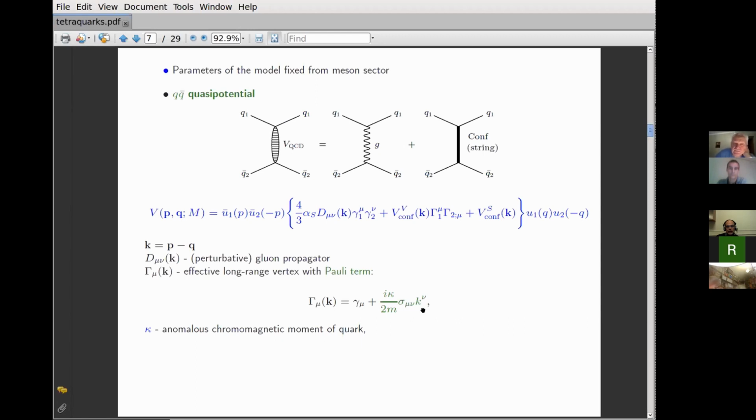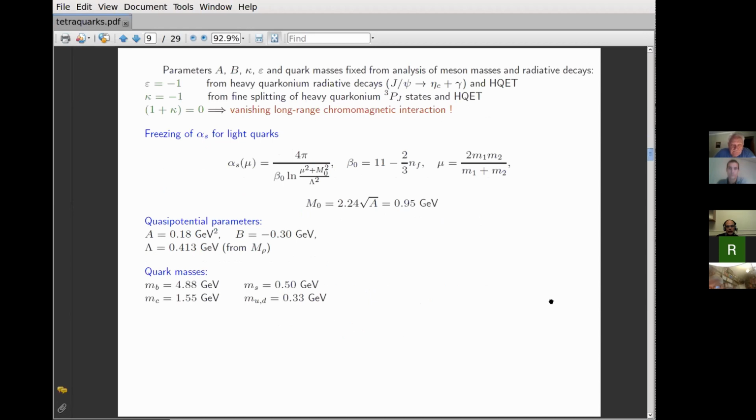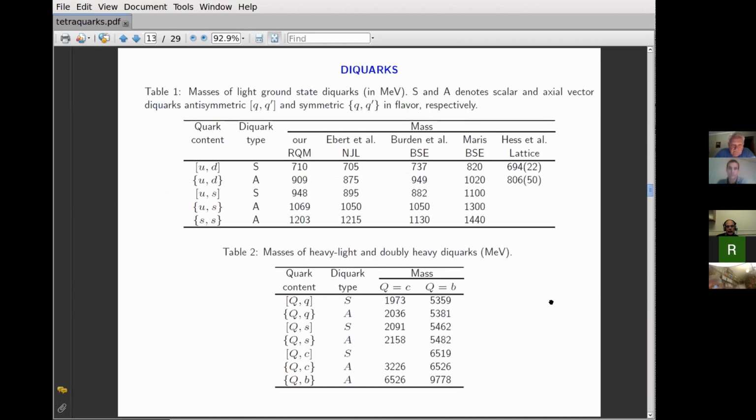Yes, I agree that it perfectly works. That's clear. But I remember that some calculations were made within lattice QCD, and they also showed something. Yes, in some lattice calculations diquarks also appear.